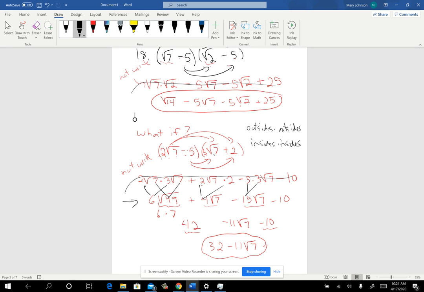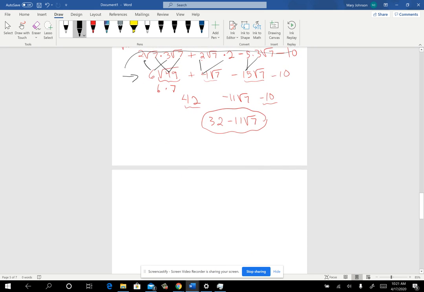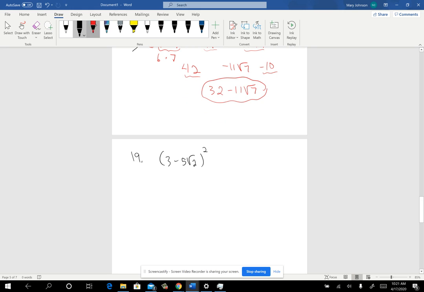All right. Now let's look at number 19 on the worksheet. With problem number 19, you had it written with parentheses. So you had 3 minus a 5 square root of 2, and all of that was going to be squared. Well, it's really important when you see that 3 minus 5 square root of 2 is really being multiplied by itself. So you have that same thing twice. Okay. All right. So what we're going to do now is do the foiling idea.